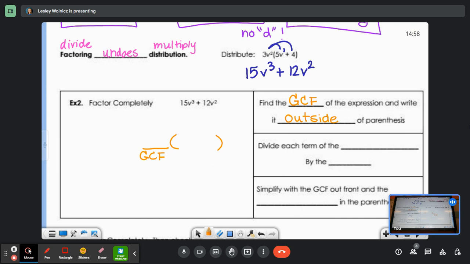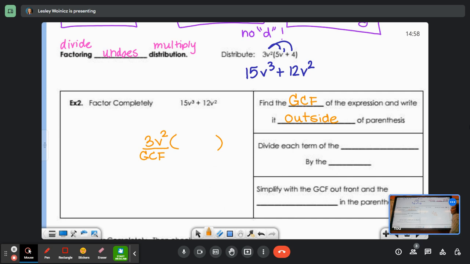So what is the biggest number that evenly divides both 15 and 12? 3. Okay, what power of v can come out in my GCF? Good.